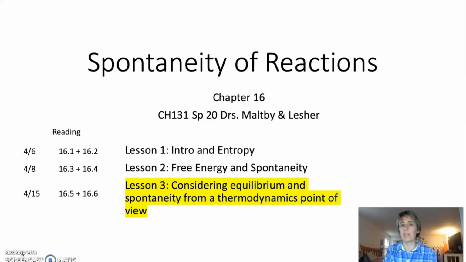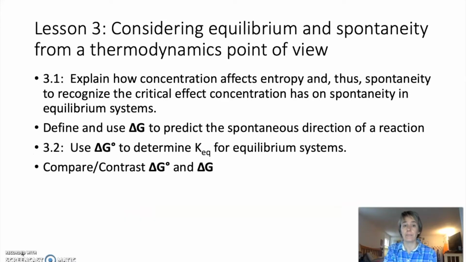This lesson is based on the last couple sections out of that chapter, sections 5 and 6. So we're going to be considering how equilibrium and spontaneity are related to each other, and defining a slightly different free energy from what the last set of lessons was about. We're going to be comparing and contrasting standard state free energy, which is delta G with the little degree symbol, and non-standard state free energy, which is just delta G.